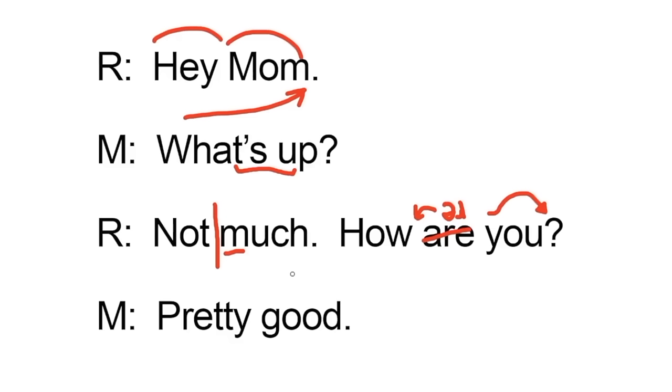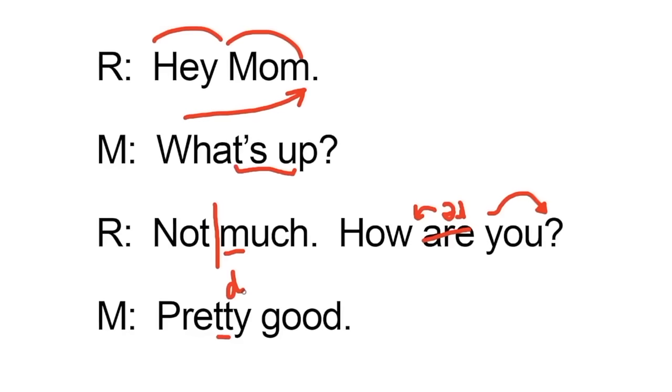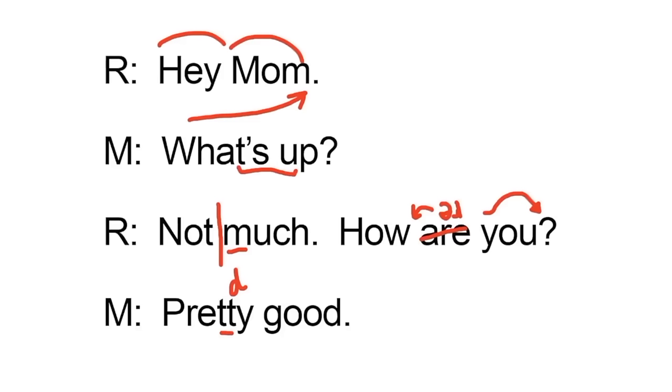Pretty good. How are those T's pronounced? Pretty good, like a flap T or D. Pretty, pretty good. These phrases are typical of starting a phone conversation. You ask the person how they are. How are you? And they ask you how you are. What's up? Generally, you give little generic responses. Not much, pretty good. This is small talk.